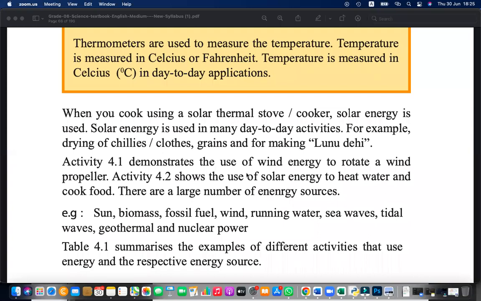Anyway, these kinds of energy sources are all around us: sun, biomass, fossil fuel, wind, running water, sea waves and tidal waves, geothermal, nuclear power, kinetic energy. There are a lot of energy sources like that, everywhere we can see them. The only question is how we can utilize them and what the feasibility is.